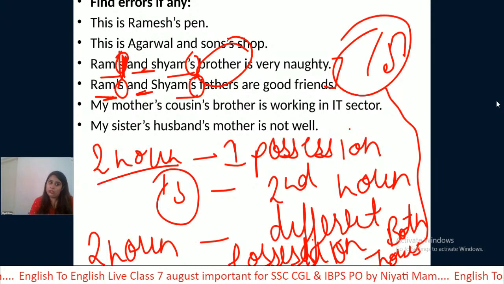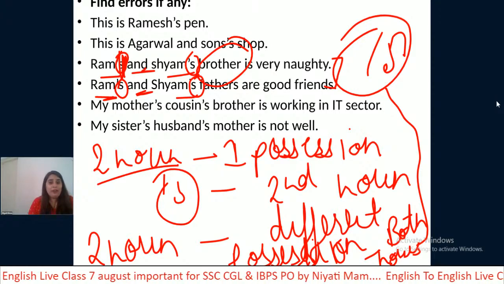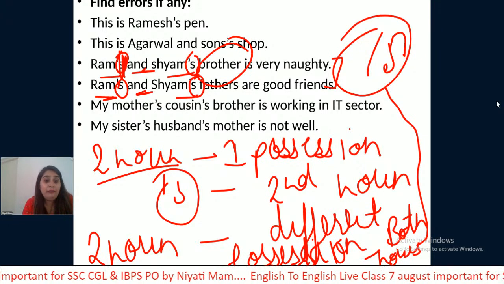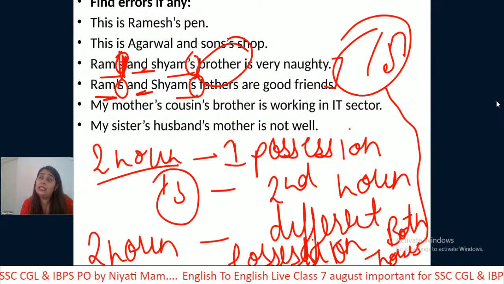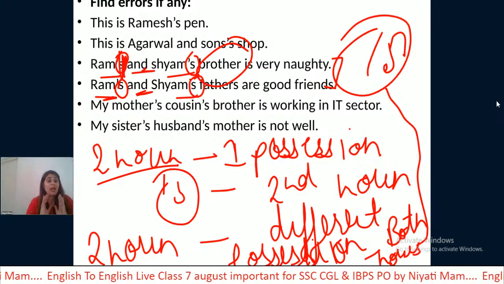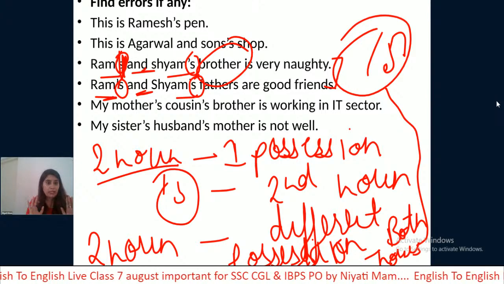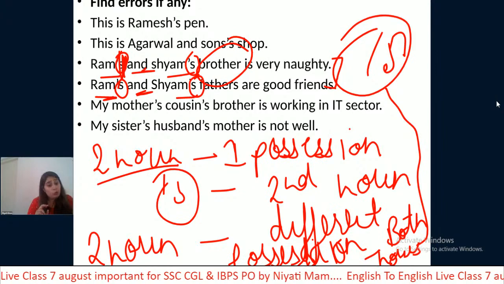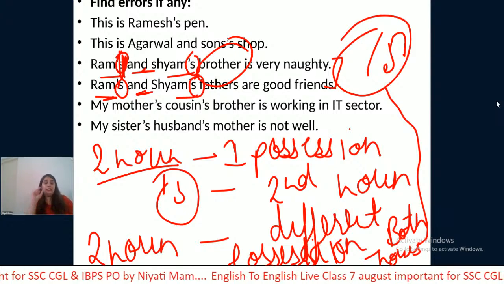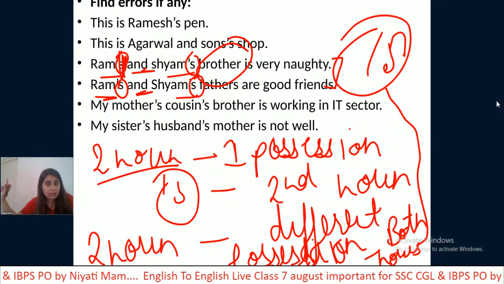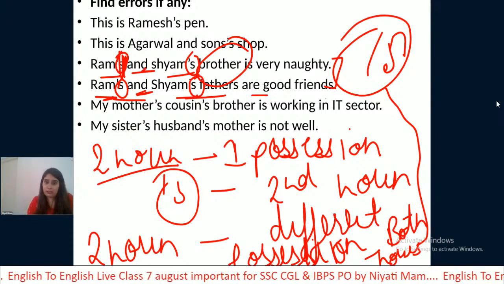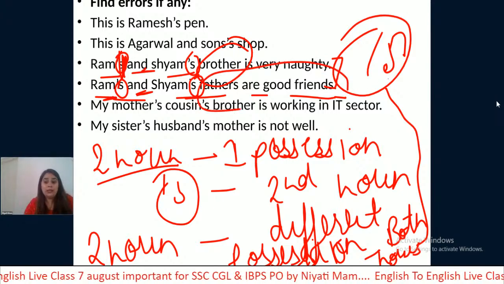Coming to the second sentence, if I say Niyati and Garima are friends, if I say Niyati's and Garima's fathers are good friends. Now in that case, Niyati has a different father and Garima has a different father. Are you getting my point? There are two girls, Niyati and Garima, and there are two fathers. Each girl has a father as a possession here. So in that case, Niyati's and Garima's fathers are good friends. So the second sentence, Ram's and Sham's fathers are good friends, is correct.